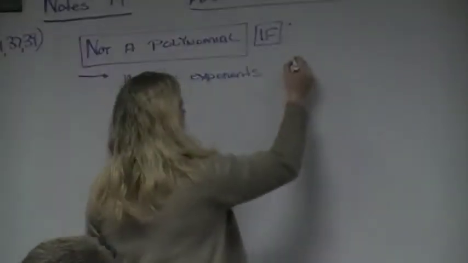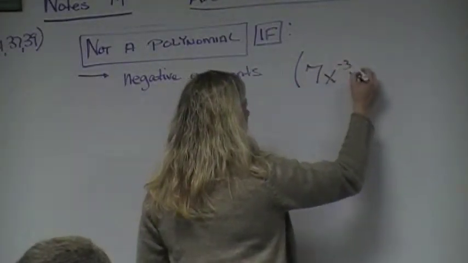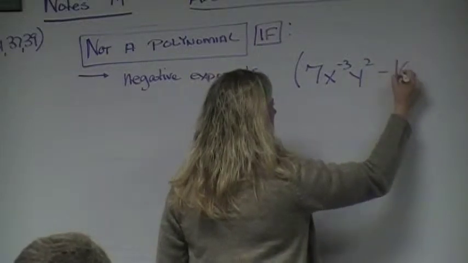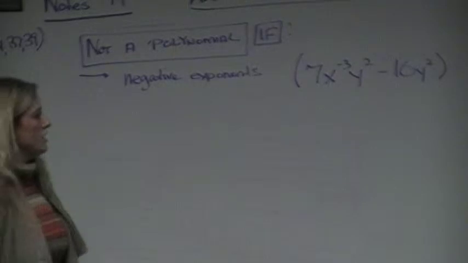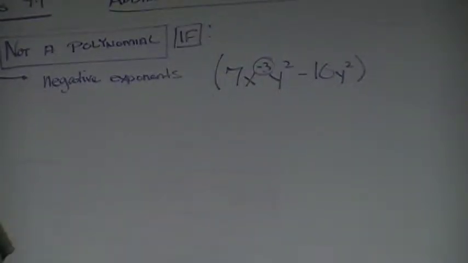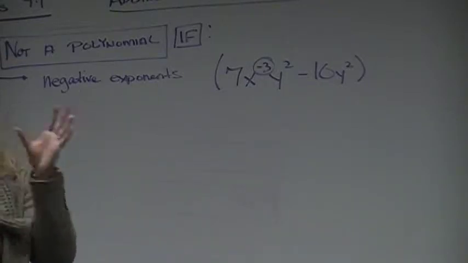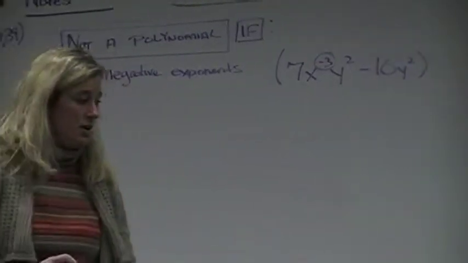So if you had something like 7x to the negative third y squared minus 10y to the second, is that a polynomial? No. Nope, because of that little part right there. So if they give you a possible polynomial and ask you to identify whether this is or is not a polynomial, and you see a negative exponent, you just automatically say no. You don't need to worry about classifying whether it's a 2-term or 3-term polynomial and what the degree of it is, because by definition, it's not a polynomial.